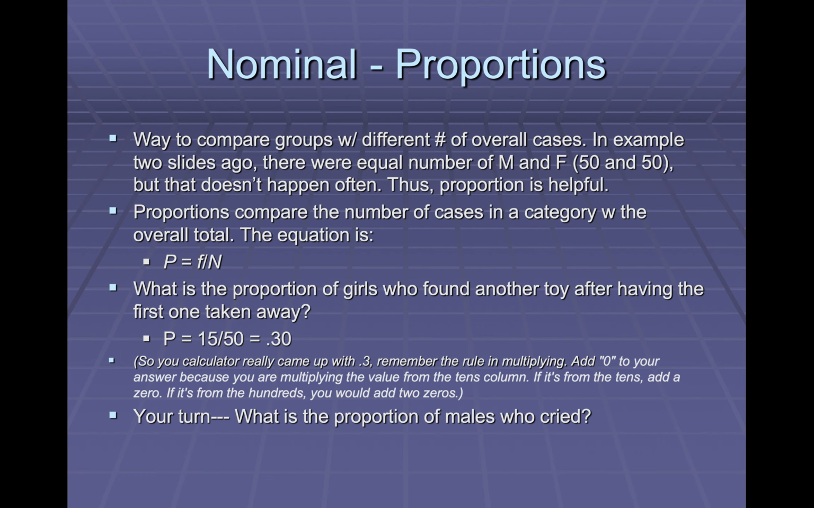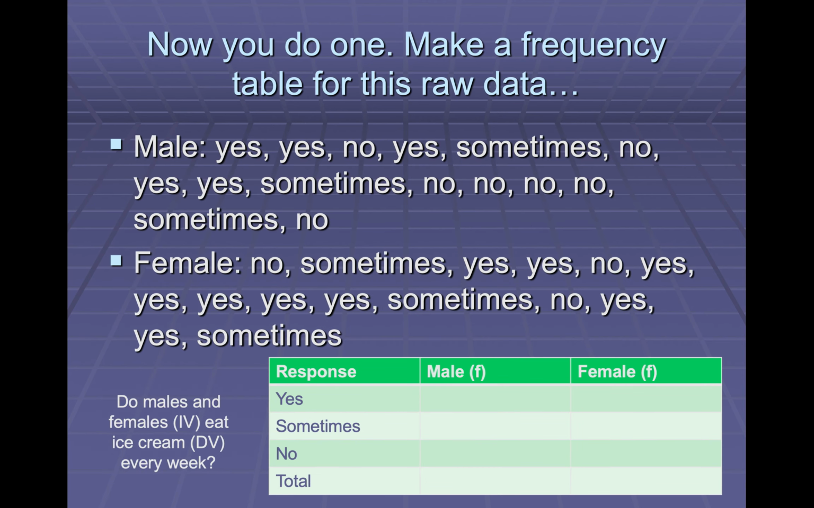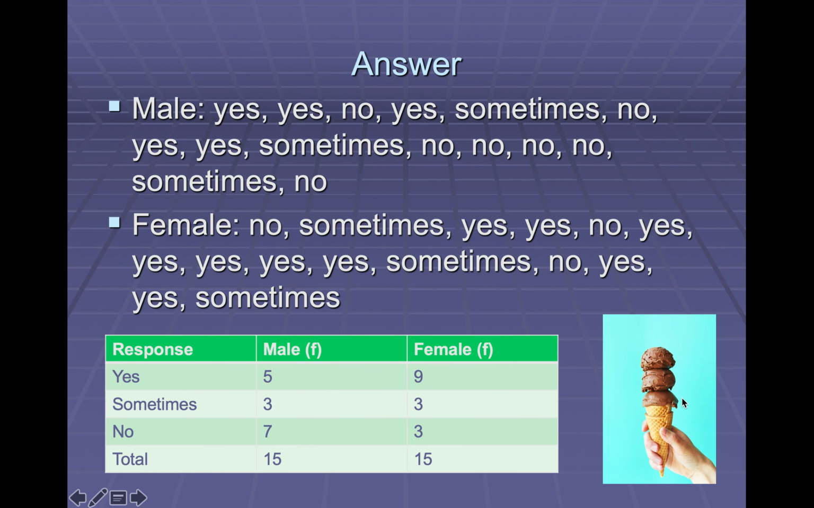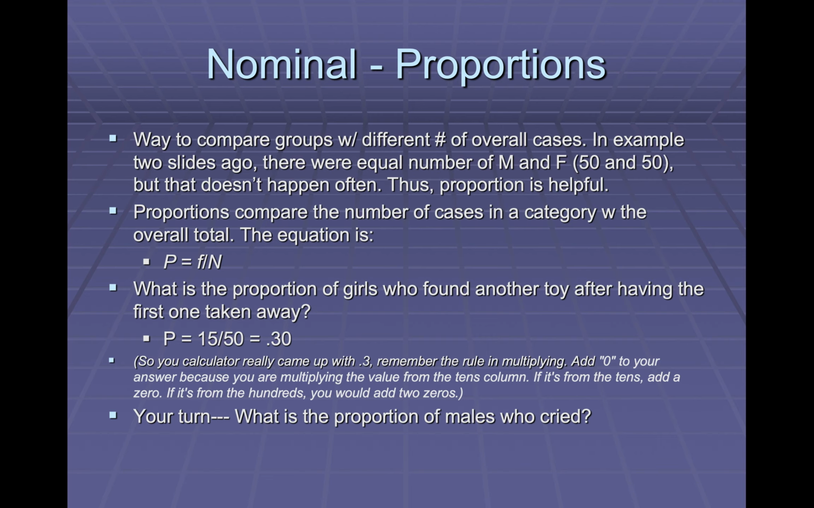All right, moving on. Something else that you would do in nominal data to be able to organize it, to be able to display it in a meaningful way, is through proportions. So proportions are a way to compare groups with different number of overall cases, or the N. So in the example two slides ago, there was an equal number of males and females. A lot of times that doesn't happen in real life when you're doing real research. So a proportion is helpful.